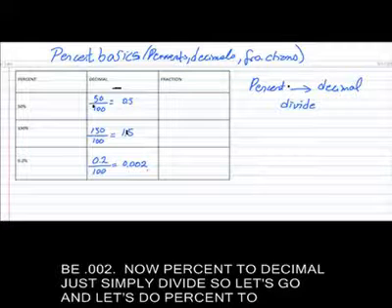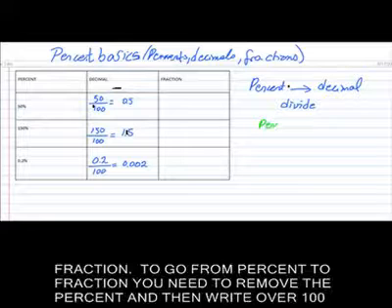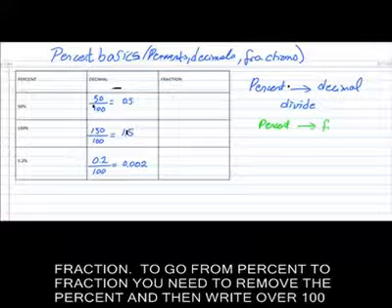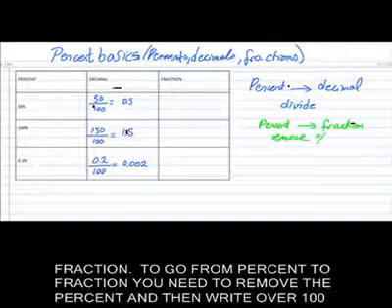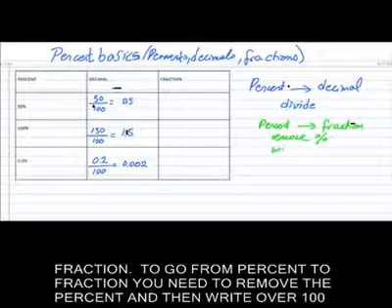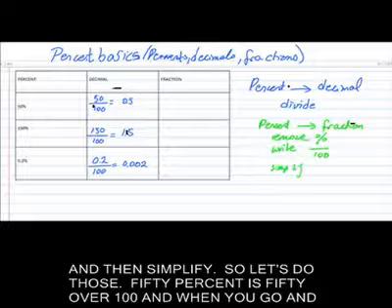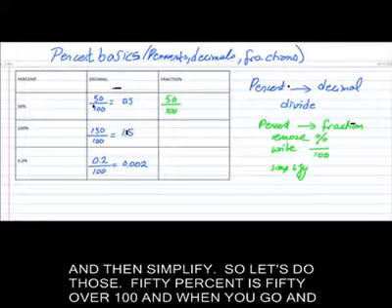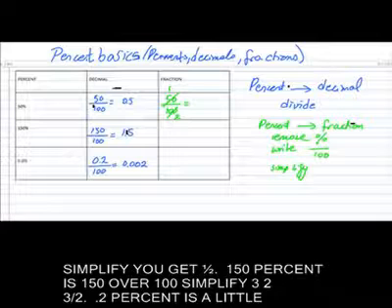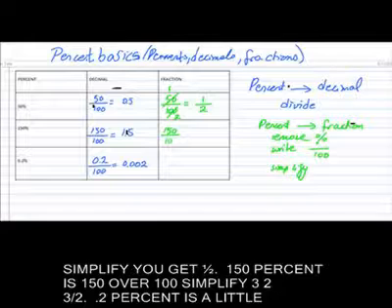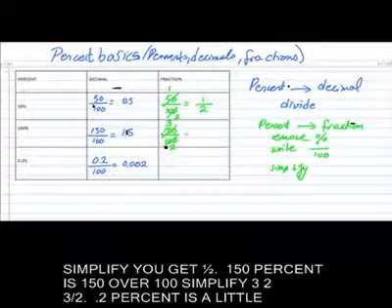So let's do percent to fraction. To go from percent to fraction, you need to remove the percent and then write over 100 and then simplify. So let's do those. 50% is 50 over 100, and when you simplify, you get 1/2. 150% is 150 over 100. Simplify to 3/2.